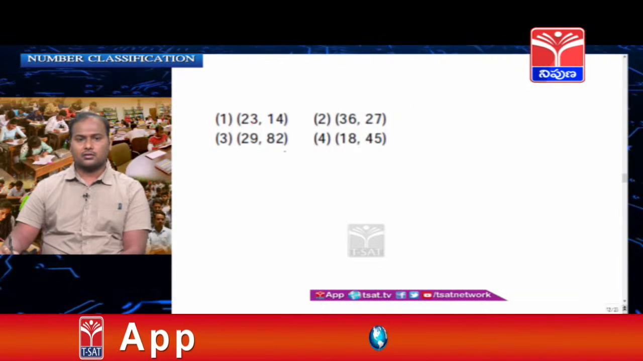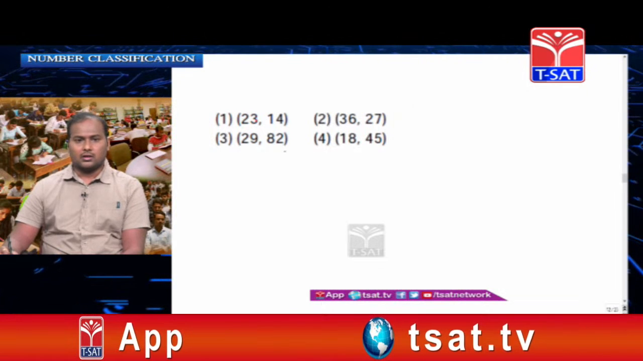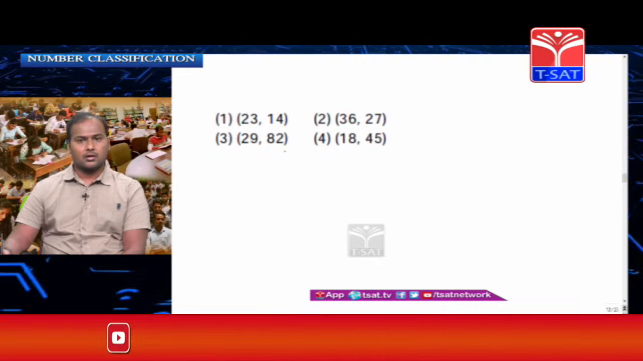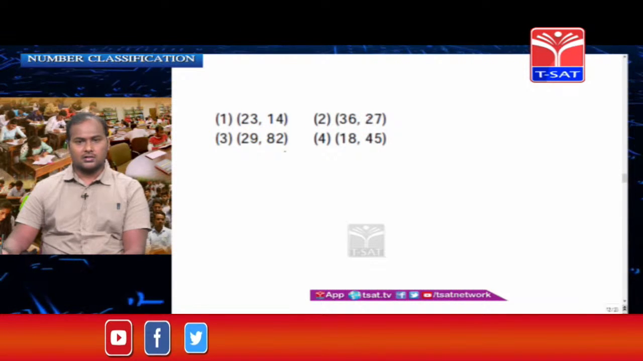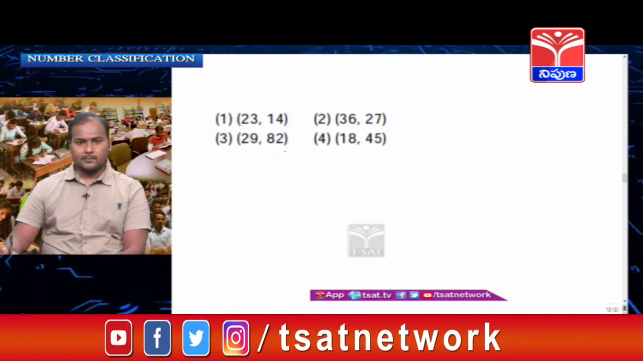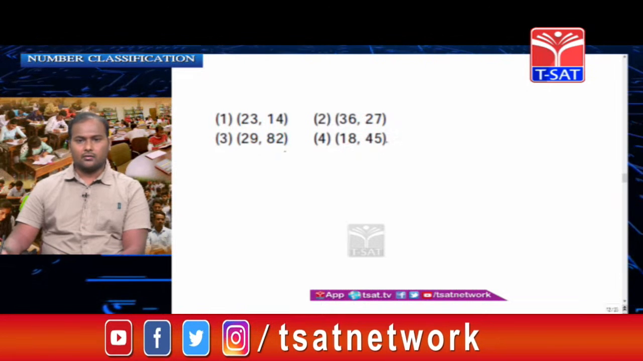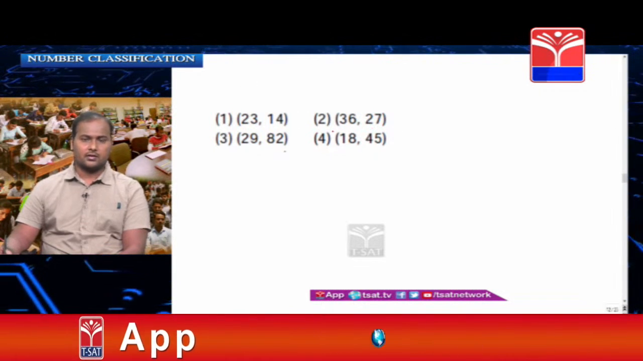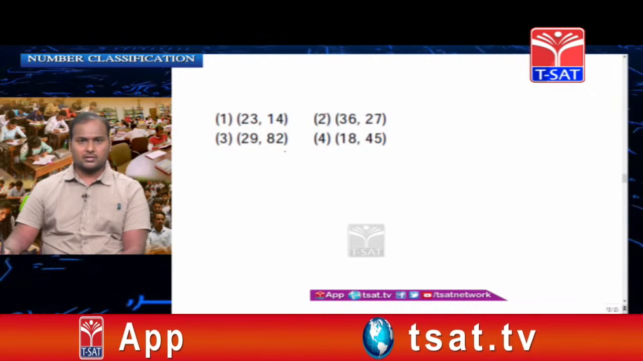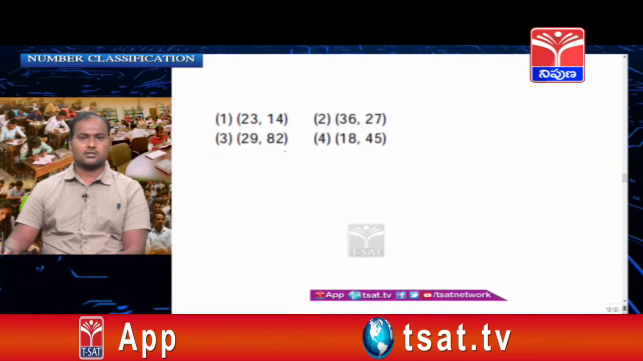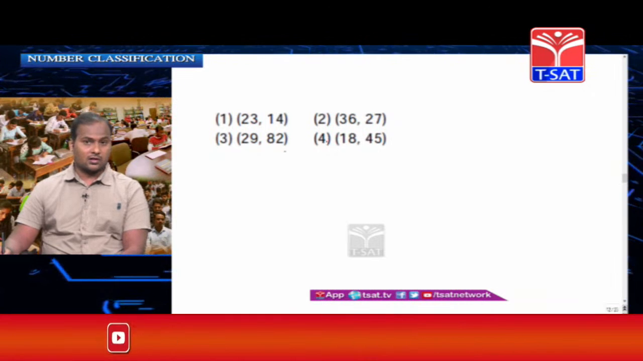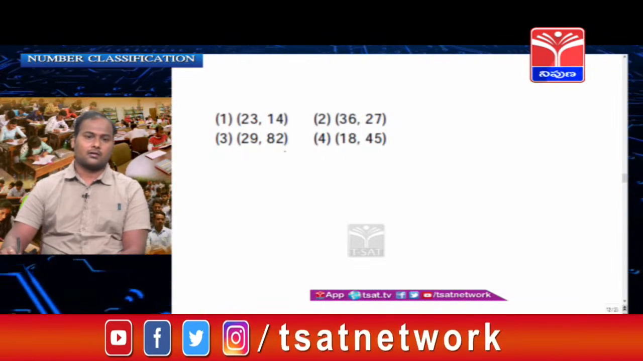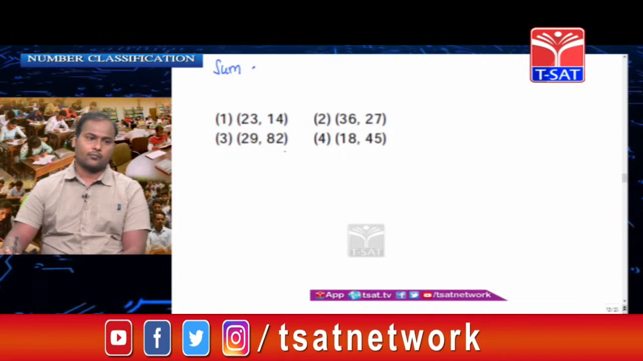Can I check with squares? Not possible, because 23 I can write as 5 square minus 2, but 14 is not possible. 36 is a perfect square, but 27 is a cube. Then 29, 82, 18, 45. So in this case, squares are not possible, multiplication is not possible, subtraction is also not possible, addition is also not possible. If all these are not possible, what do we have to go for? Sum of digits. I always said this is very, very important.